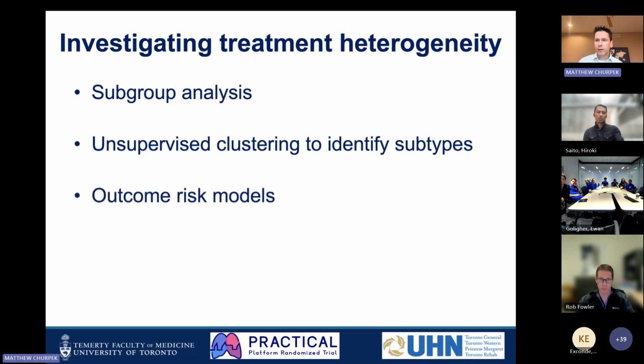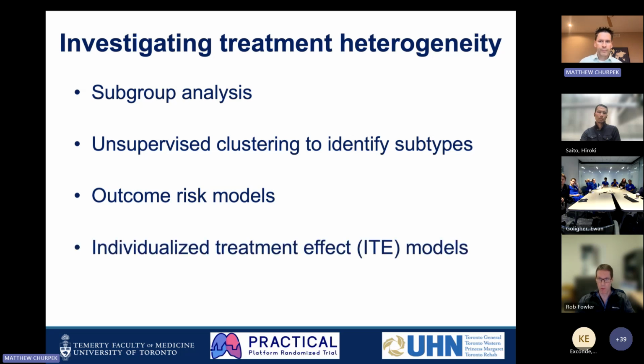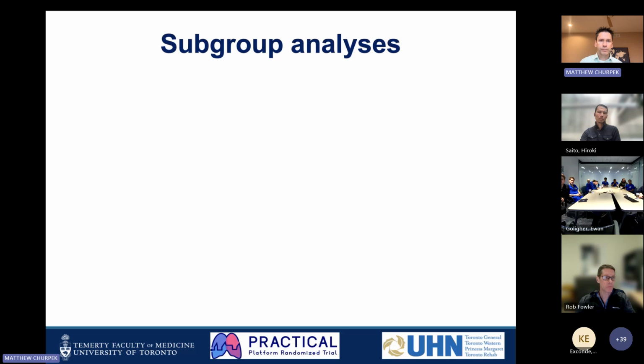There's also this idea that you can look at the risk of the outcome. For example, stratifying patients based on Apache or SOFA, and maybe sicker patients are benefiting or being harmed by the therapy, and less sick patients have a different experience. And then finally, what I'm going to focus most of the talk today on is this idea of developing models for individualized treatment effects. In other words, predicting for each individual what their benefit or harm may be.